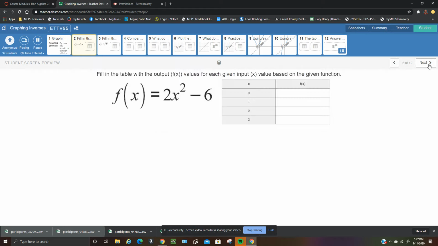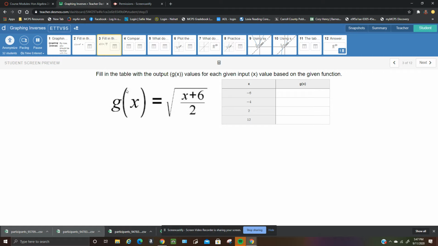It's an introduction slide. Then on slide 2, you're supposed to input these x values into this function here and get the output. So if I put a 0 in, that makes this whole thing 0 minus 6, which would be negative 6. When I put a 1 in here, I get 1 squared, which is 1, times 2 is 2, minus 6 would be negative 4. When you input a 2, 2 squared is 4, times 2 is 8, minus 6 is a 2. And when you input a 3, 3 squared is 9, times 2 is 18, minus 6 is 12. So that takes care of slide number 2.